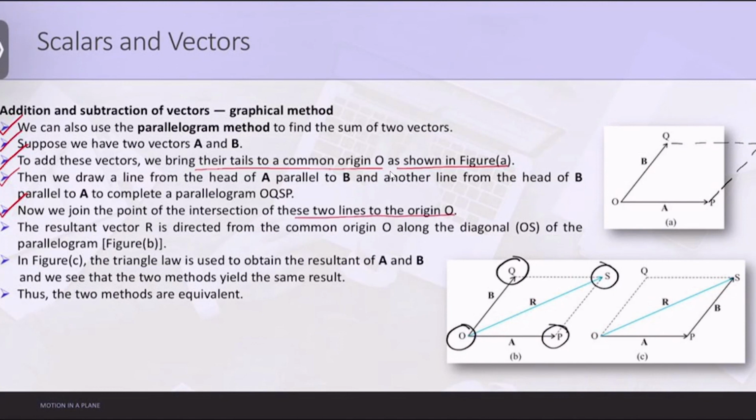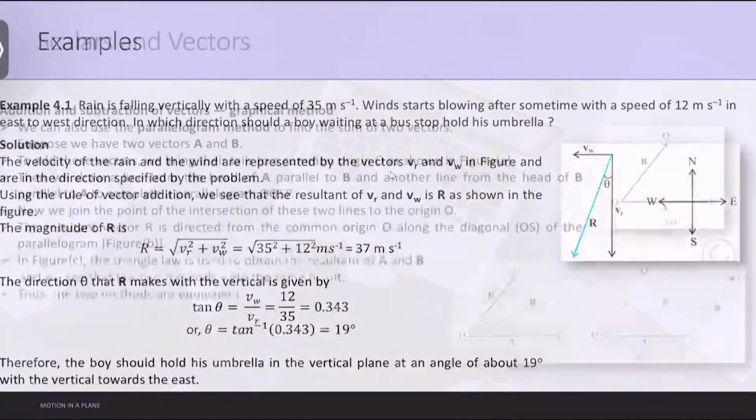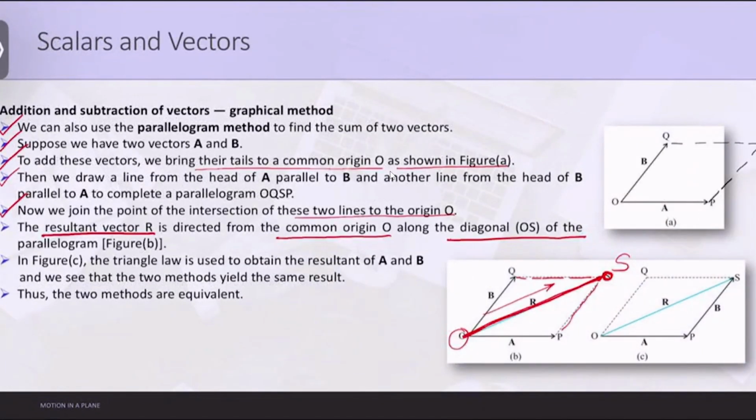Next, we join the point of intersection of these two lines to the origin O. This is that point of intersection of the two lines, and we are joining it to the origin. When we join this line, it says that the resultant vector R is directed from the origin O along the diagonal OS. So this is O, this is S, and this is the resultant. That is the parallelogram method, shown in figure B here.